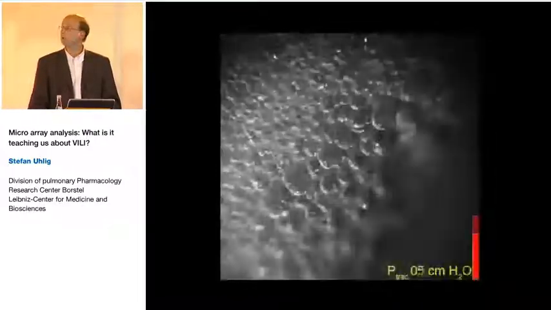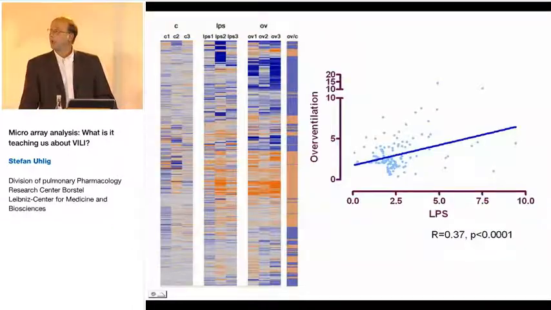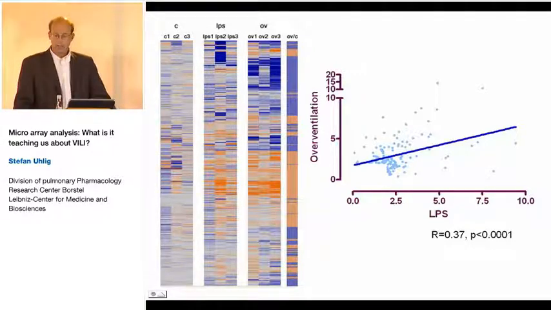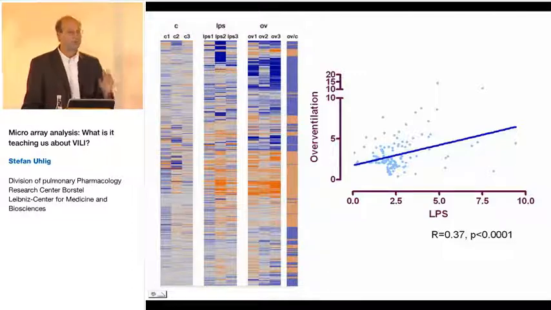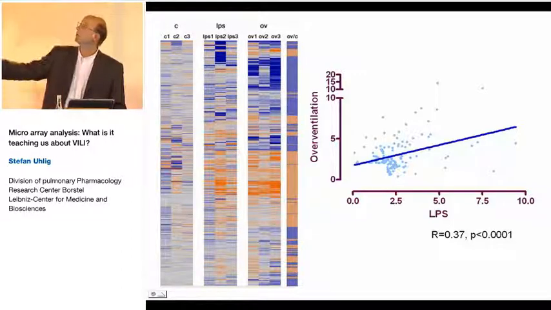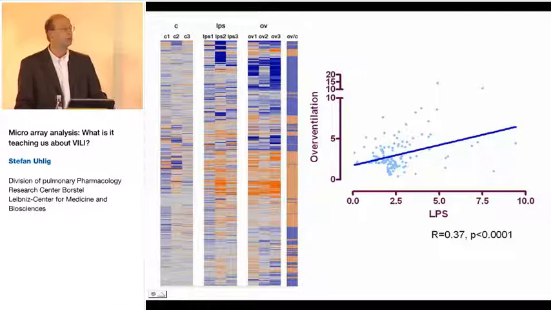And we have recently done a trial together with the group of Augustine Choi in Pittsburgh and looked for a number of genes in this model. And what we did was we compared the control lungs to the toxin-treated lungs and to lungs that were ventilated or overventilated, so with 25 centimeter water column.